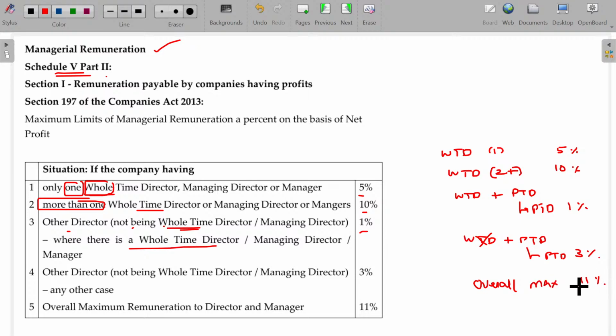Overall means you may have 4 or 5 full-time directors, you may have 3 or 4 part-time directors also. So for full-time directors, 1 means 5, 2, 3, whatever it may be, restricted to 10. With the whole-time directors, if you have multiple part-time directors, for all the part-time directors put together, only 1%. So at maximum 11% will be. Is that clear?